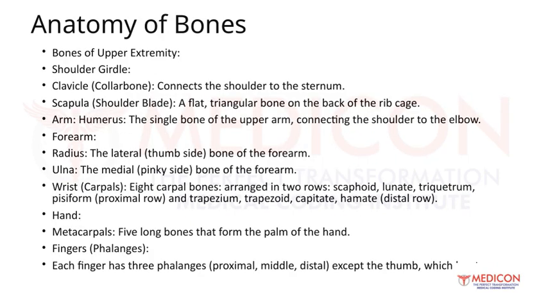Let's take a closer look at the anatomy of bones in the upper extremity. Starting with the shoulder girdle, we have the clavicle, also known as the collarbone. It plays a crucial role by connecting the shoulder to the sternum, providing stability and support.